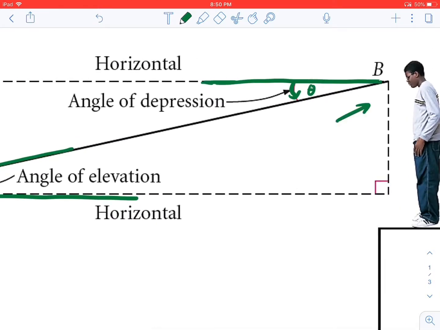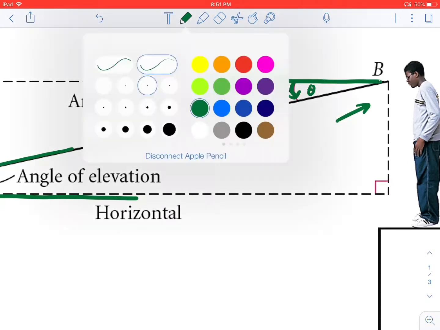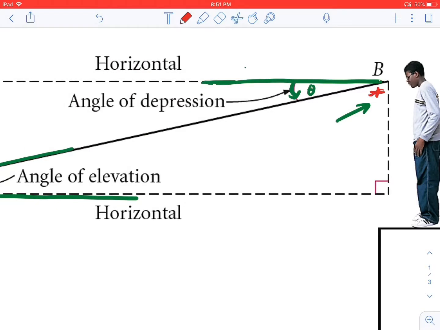Note that there's sometimes a tendency for students to say that this red angle right here is the angle of depression. It is not. That is the angle with respect to the vertical. That is not the angle of depression. The angle of depression has to be with respect to the horizontal, this angle right here.